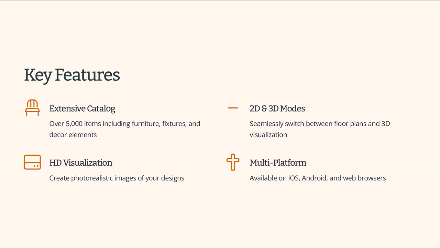Planner 5D has a rich set of features. It has an extensive catalog of over 5,000 items, including furniture, fixtures, and decor. You can easily drag and drop these items into your design. The software also supports both 2D and 3D modes, allowing you to switch between them seamlessly. Additionally, you can create photorealistic images with HD visualization. Not to mention, Planner 5D has a user-friendly interface and it's available on multiple platforms, including iOS, Android, and web.